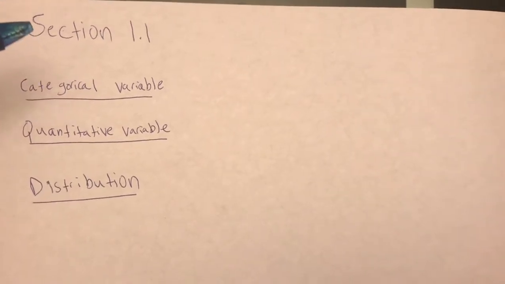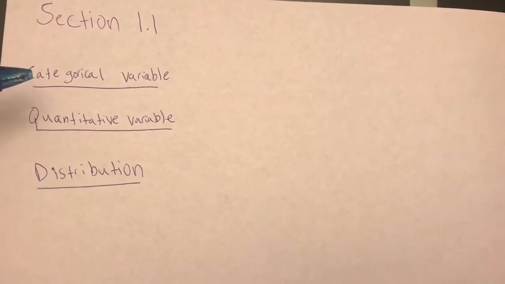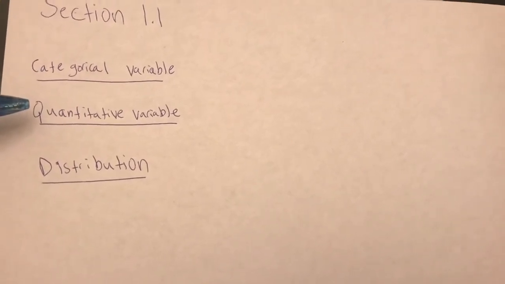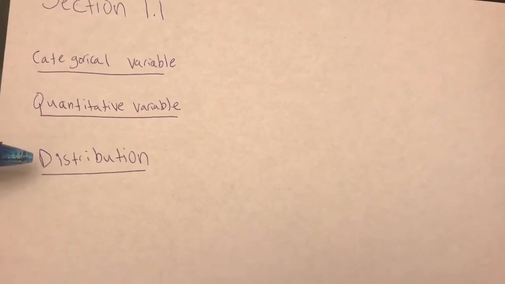This is section 1.1 of AP Statistics. A categorical variable is a description of groups or things. A quantitative variable is a numerical variable, such as counts and percentages. A distribution is a listing showing all the possible values of data and how often they occur.